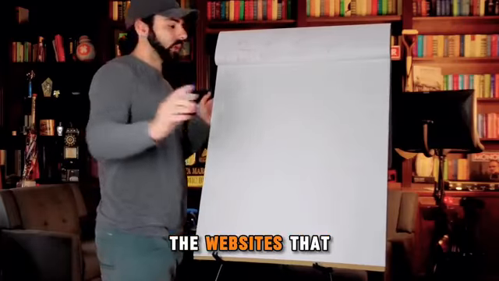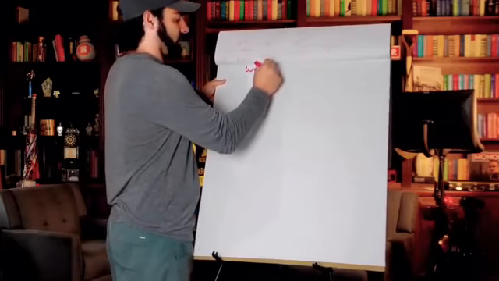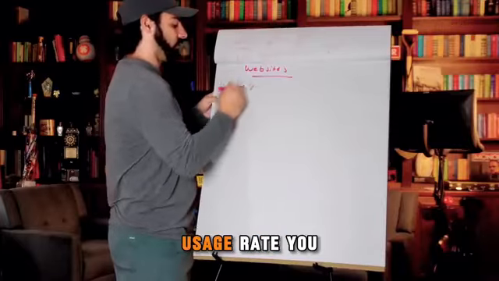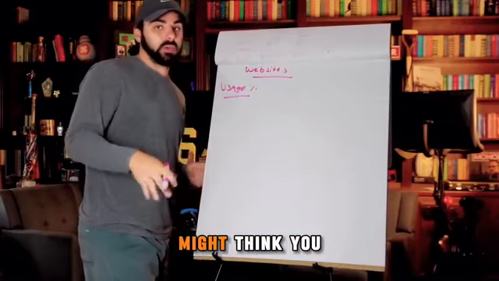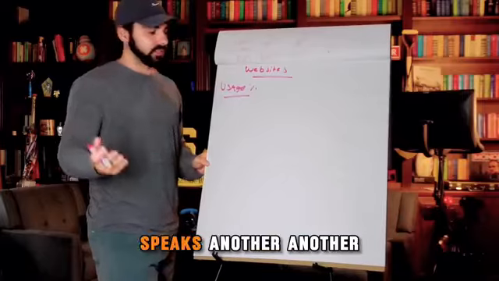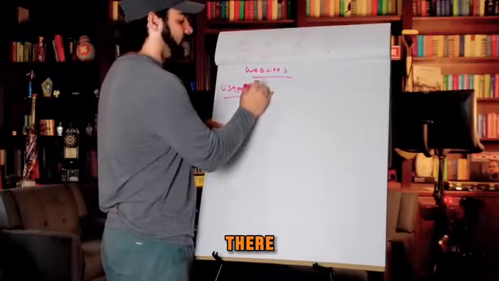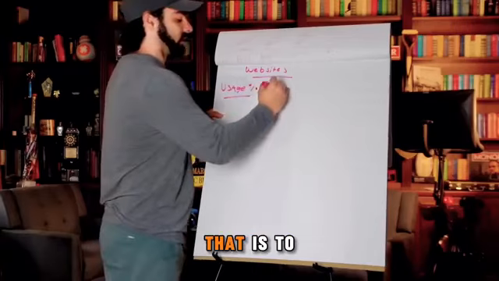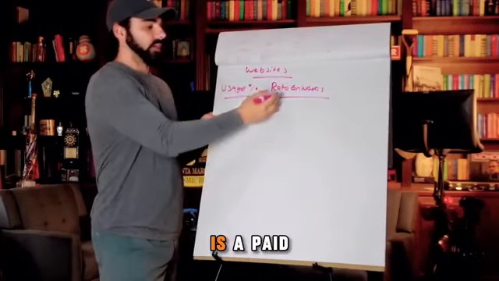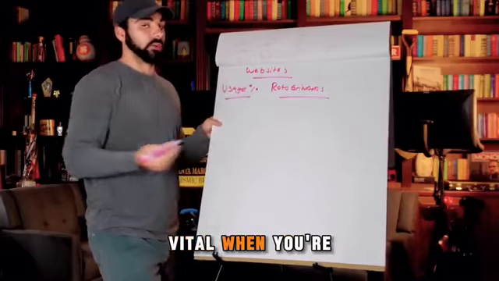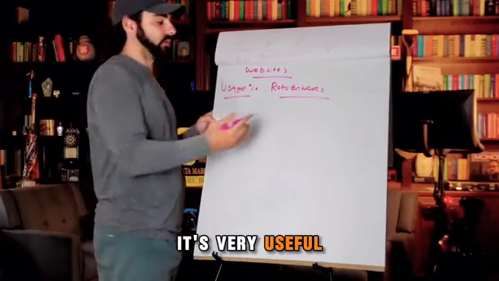Now, let's talk about the websites that you need to find this information. All right, so usage rate. Usage rate you need because if you don't know who the #1 is on the team, and sometimes you might think you know, but if you look at usage rate, it speaks another language there. So for usage rate, the best way to look at that is to go to Roto Grinders. Okay, Roto Grinders is a paid website, but it's very vital when you're doing any type of props. Like, it's very useful to use.